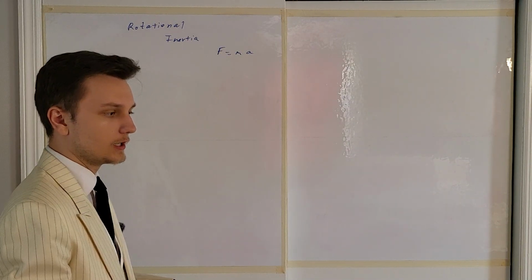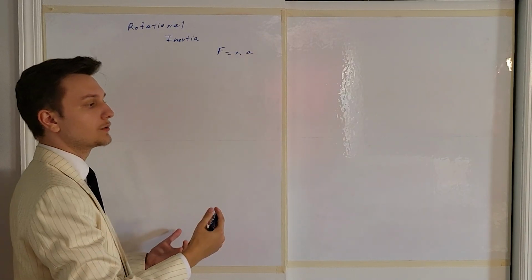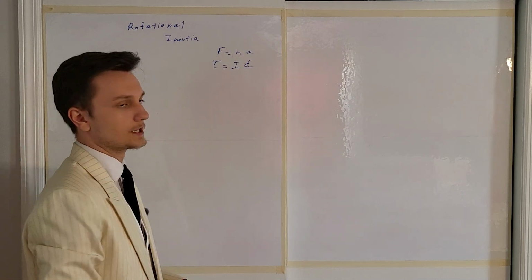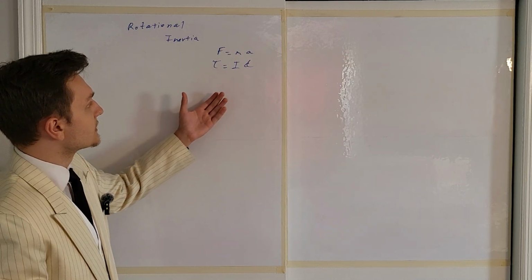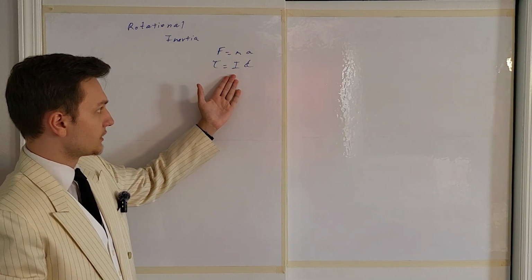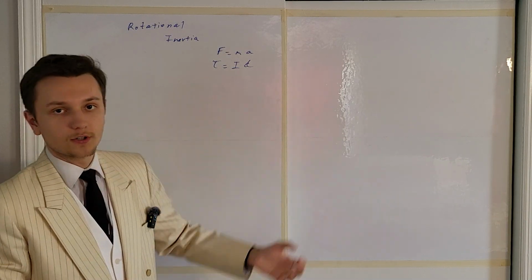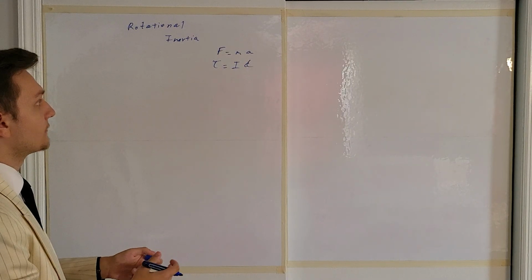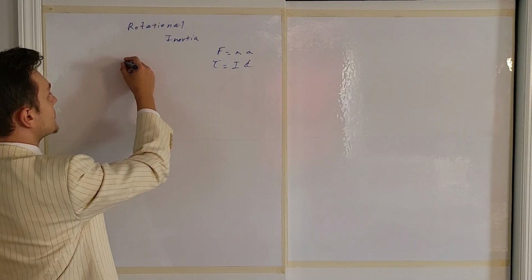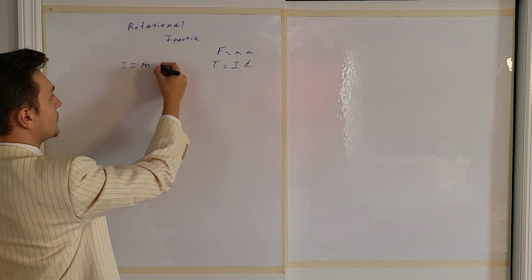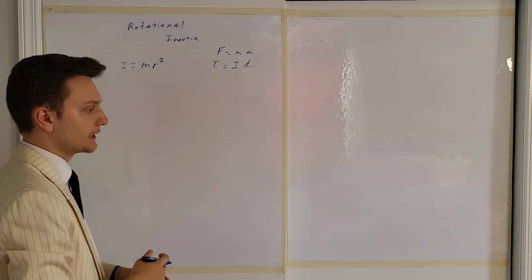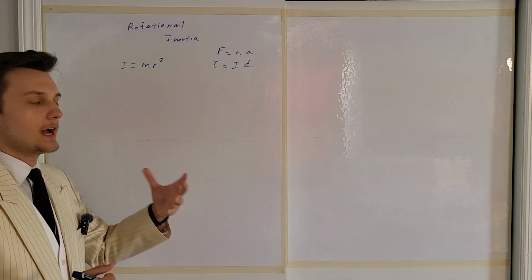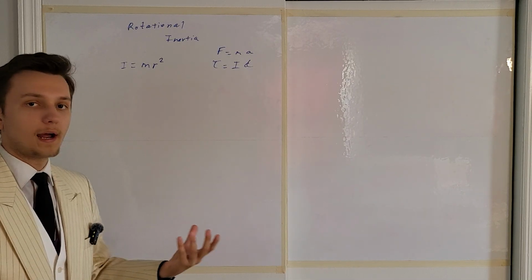With rotational inertia, we have Newton's second law in rotational form. Torque equals rotational inertia times angular acceleration, which means the more rotational inertia, I, you have, the harder you are to accelerate rotationally. So the general equation for rotational inertia is I equals mr squared. This equation applies when you have an object that's rotating around an axis.